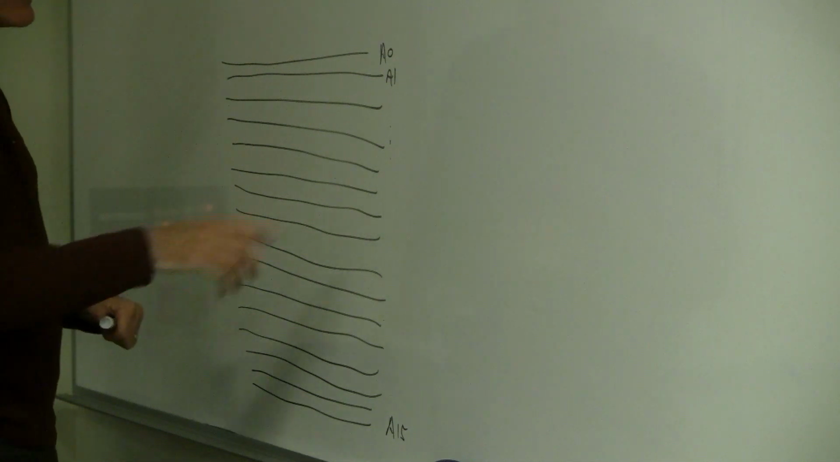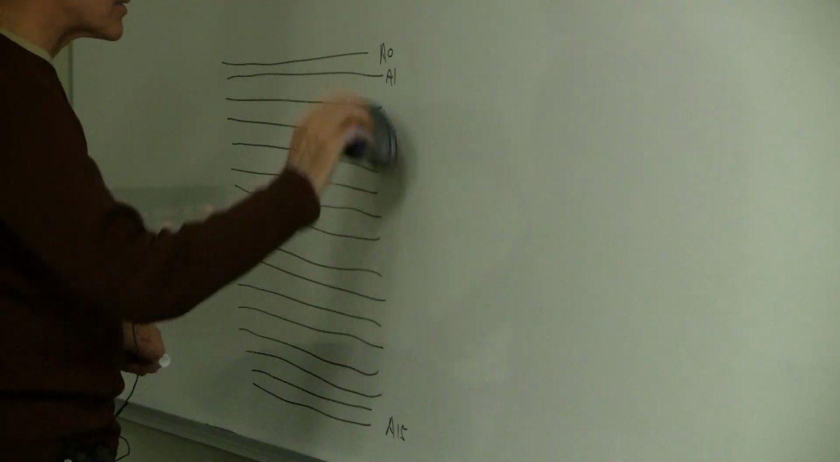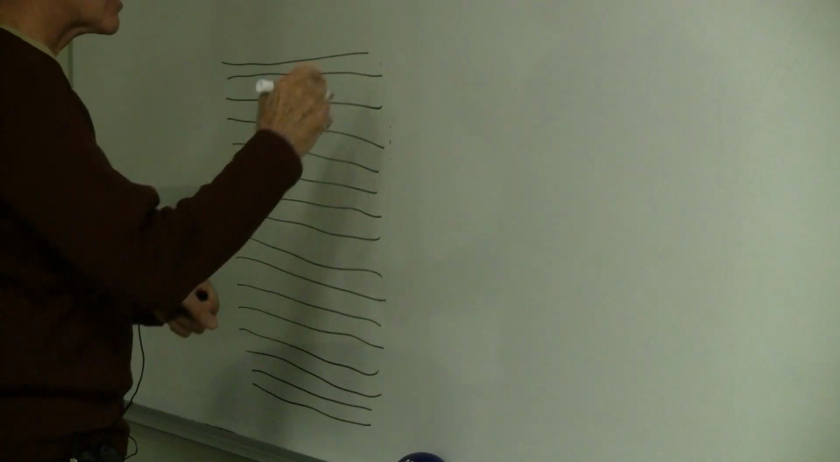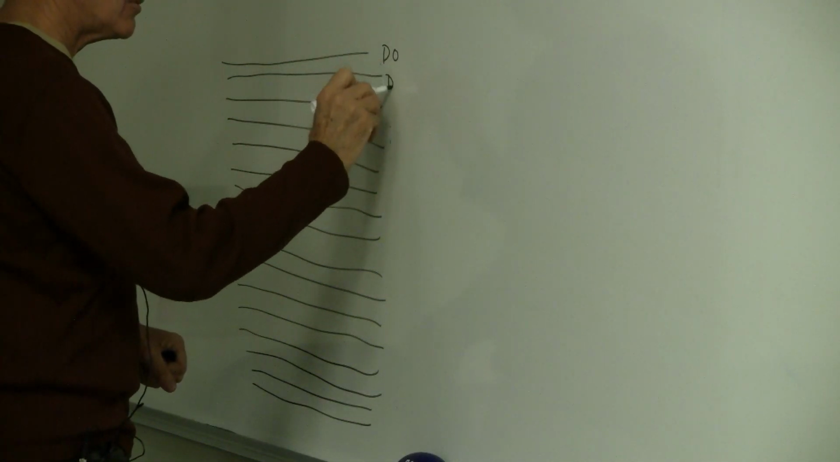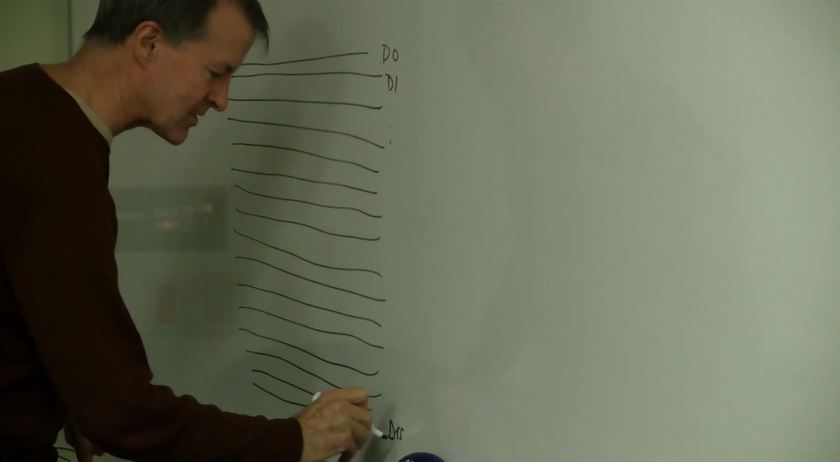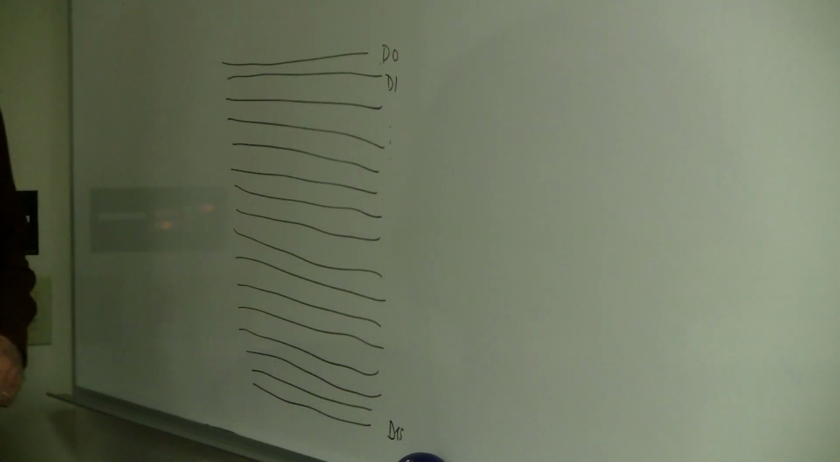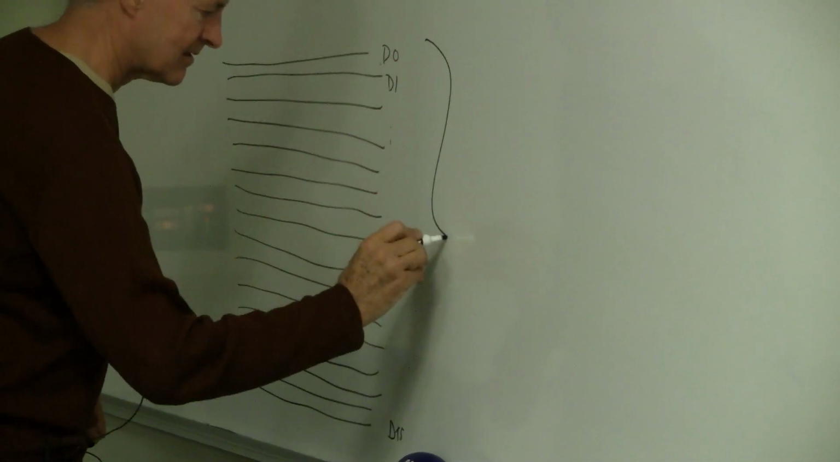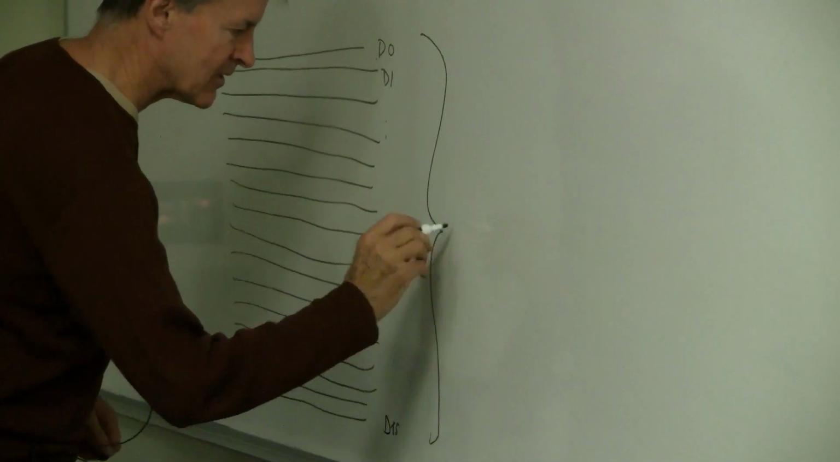Wait, I said data, I said address. These aren't address lines, these are data lines. Sorry, this should be D0, D1, down to D15, because it said it was a 16-bit wide data bus. So this is the data bus.